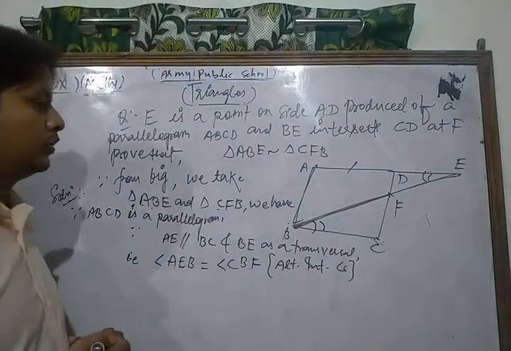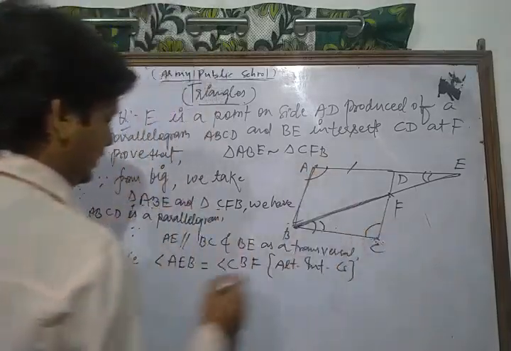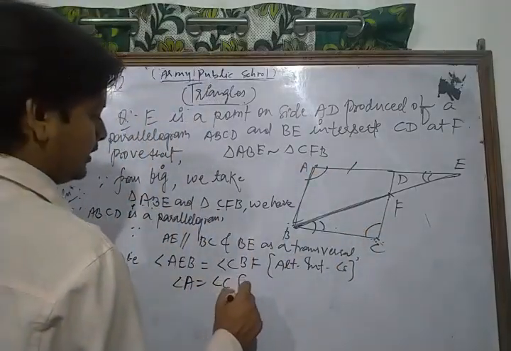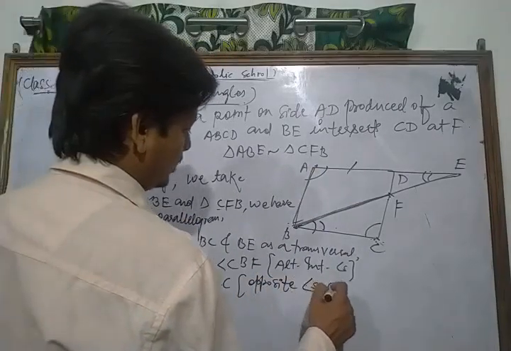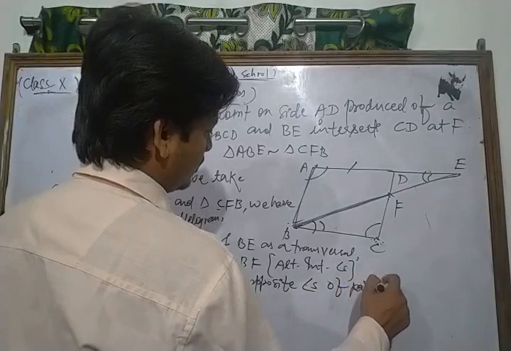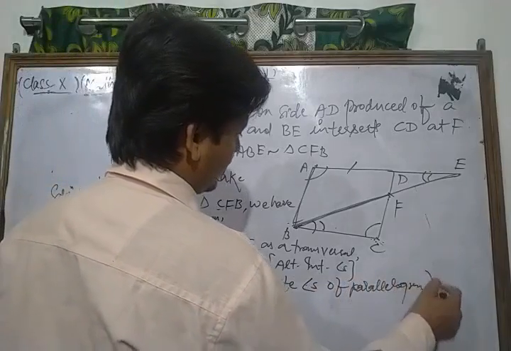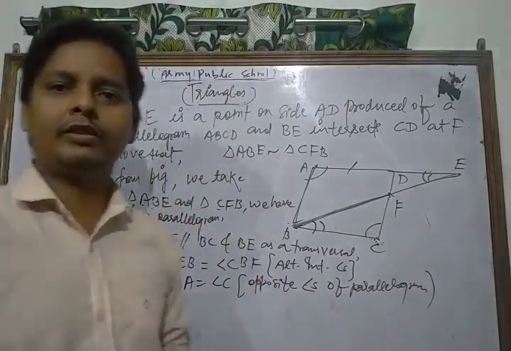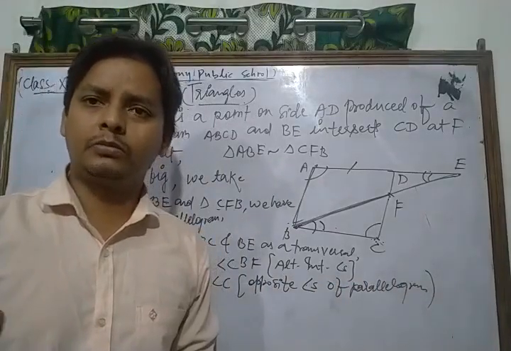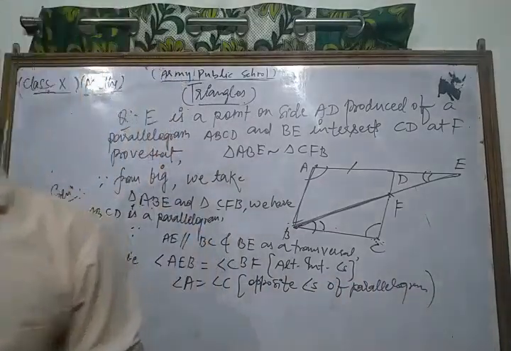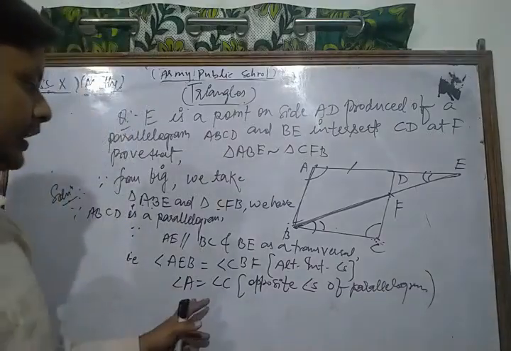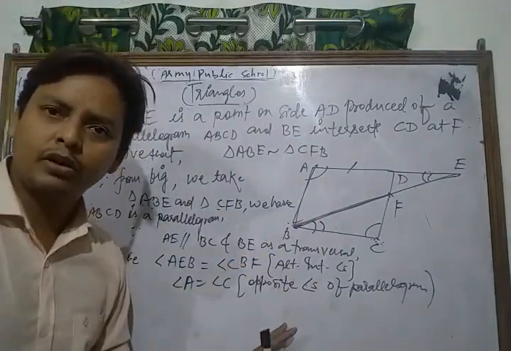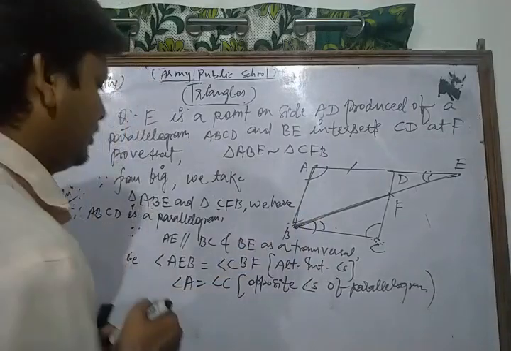So now angle A is equal to angle C. This is what? The opposite angles of a parallelogram, because you know very well that the opposite angles of a parallelogram are equal to each other. Thus, dear students, angle A is equal to angle C. This is the opposite angles of a parallelogram. Okay.